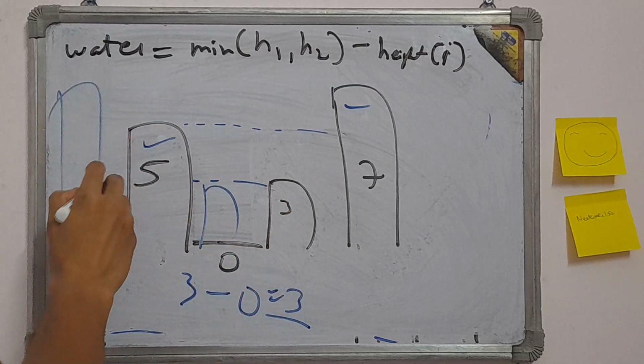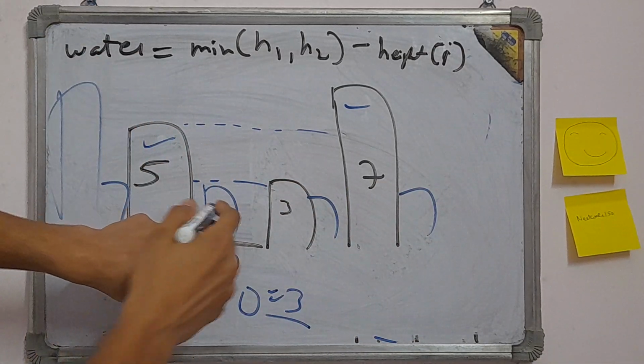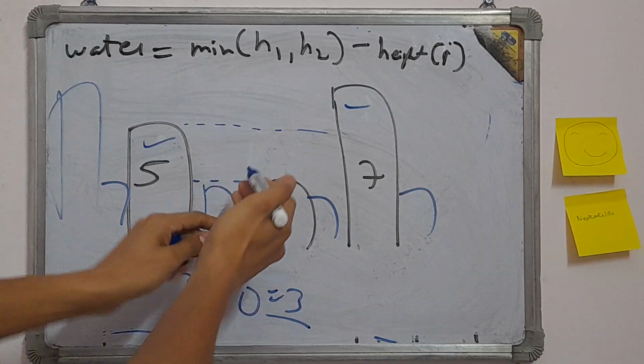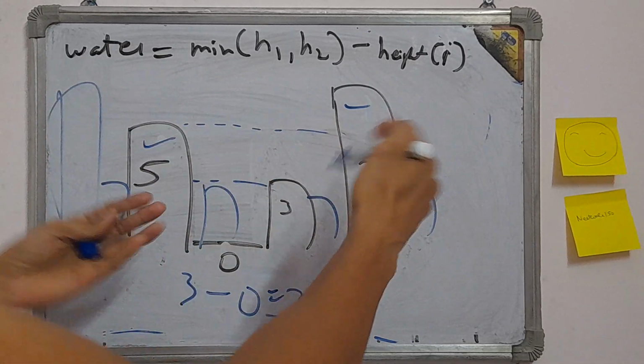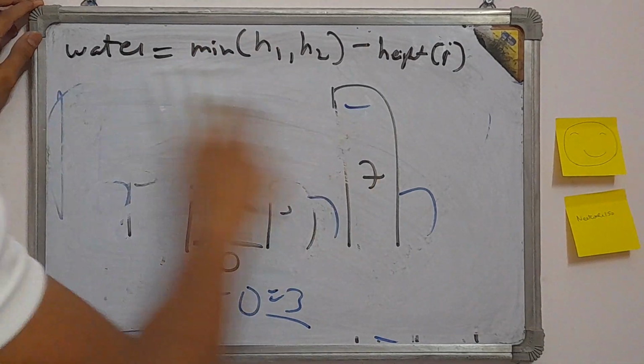One building, another building. So for any current building, if we have to know how much water will be above it, we need to take the maximum point from left and maximum from right to get the highest amount of water we can get. So let's take another example.